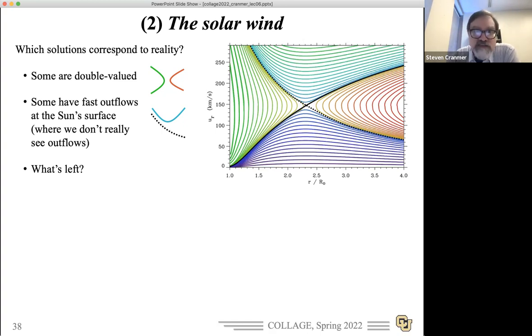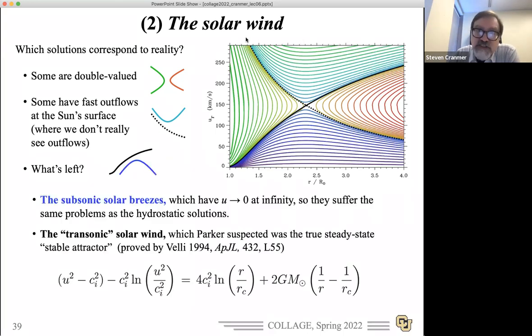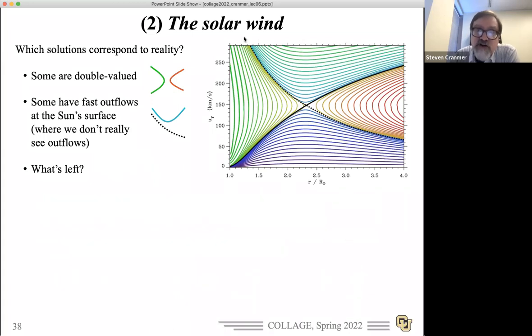There are the cyan curves at the top and this black dotted one that goes down through the critical point. Those I think we can rule out, because as you go really close to the sun, the speeds get very, very high. And near the sun, we don't tend to see huge, fast outflows of the solar wind.